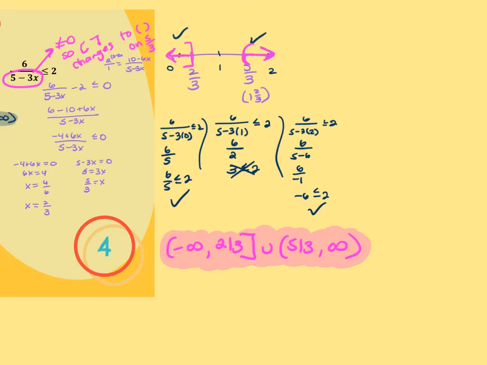When you set up your test points, I plug in something less than 2/3, which I plugged in 0, something in between 2/3 and 5/3, which I plugged in 1, and bigger than 5/3, I plugged in 2. The outer 2 worked. This case is that special case because it was "or equal to" at the beginning. Whatever root makes the 0 in the denominator, which was the 5/3, has to get the parentheses instead of the bracket. So I get negative infinity to 2/3 bracket, union 5/3 to positive infinity.